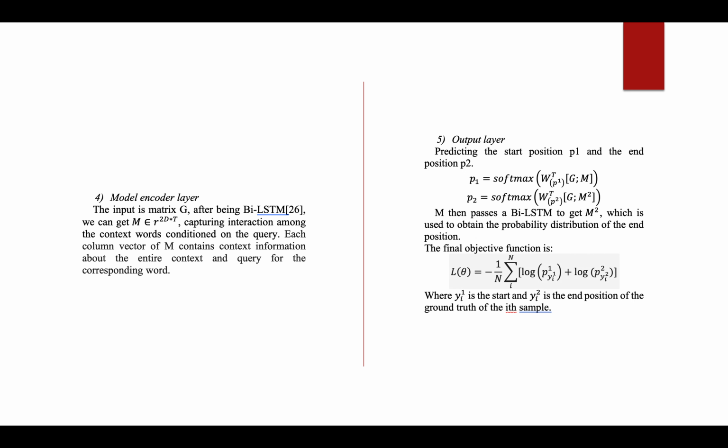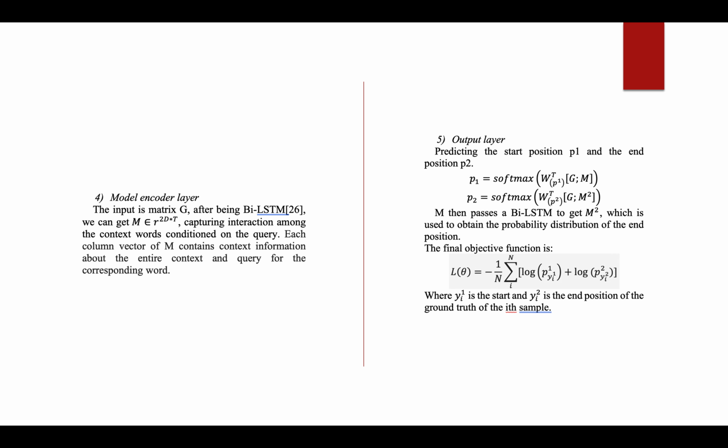The second important part of this layer is called context to query attention. It computes the most related query words to every context word, using the matrix obtained earlier. Now we use softmax to normalize the column and then compute the query vector weighted sum to get U.